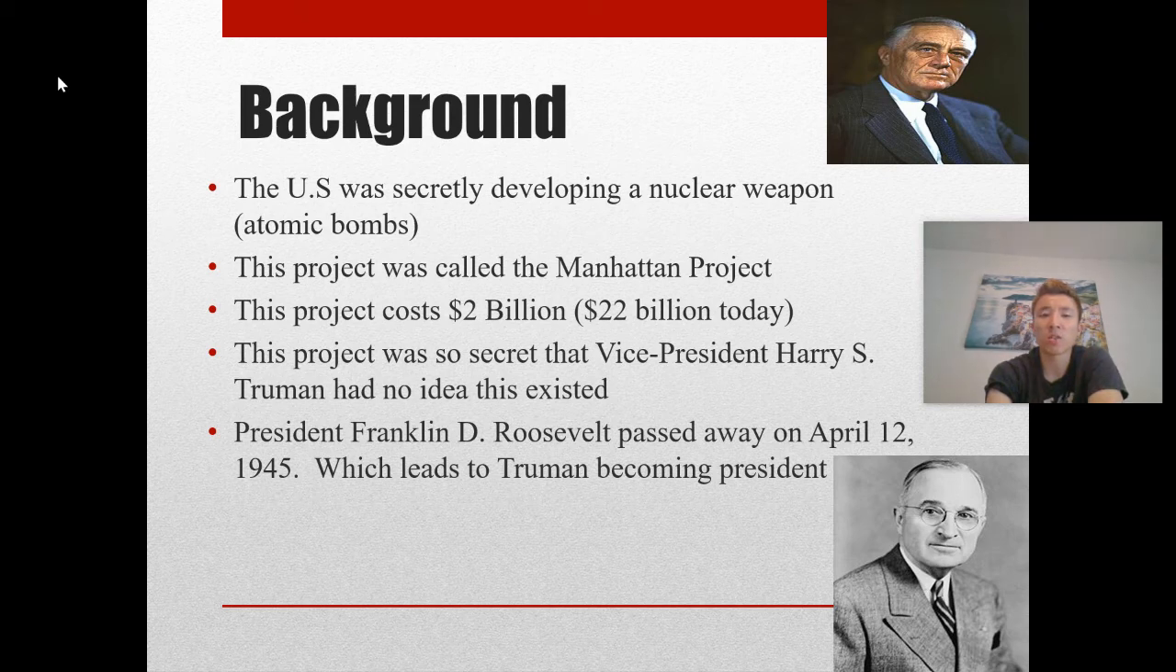This project costs at the time $2 billion, which would be $22 billion today. The project was so secret, in fact, that President Roosevelt, who's pictured up here, did not tell his vice president, Harry S. Truman, anything. The relationship between Truman and Roosevelt was kind of distant. They didn't really get along too well, and Truman was oftentimes left in the shadows. But of course, Truman is suddenly given all of this news about the Manhattan Project and the atomic bomb because President Roosevelt passed away on April 12th, 1945 in Warm Springs, Georgia.